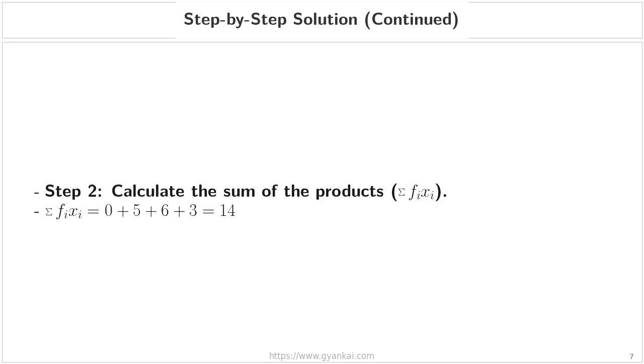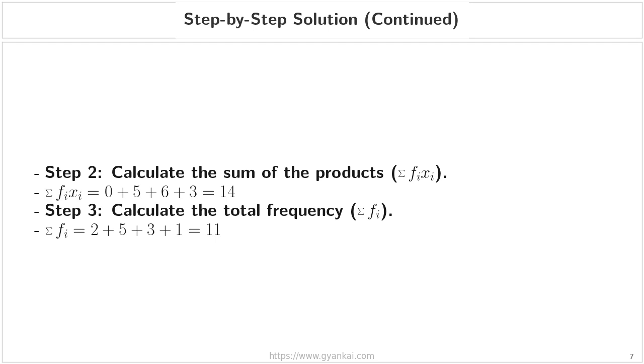Step-by-step solution, continued. Now that we have calculated all our individual products in the previous step, we move on to step 2. Here, we need to find the sum of all those products we just computed. In mathematical terms, we are looking for the sum of f sub i times x sub i. Looking at our results from the last slide, we simply add together 0, plus 5, plus 6, and plus 3, which gives us a total sum of 14.